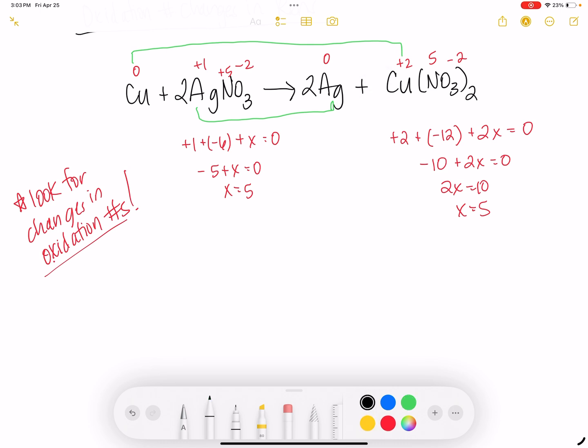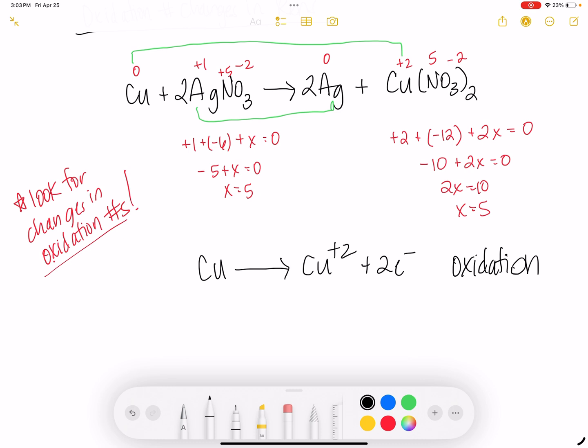And so if we think about it, copper somehow went from an oxidation number of 0 to an oxidation number of +2. And the only way that can happen is if neutral copper lost 2 electrons. Right? If copper loses 2 electrons, it would turn into copper +2. And so copper metal is losing the electrons, and the loss of electrons is oxidation. And so this is the oxidation half reaction that's occurring.